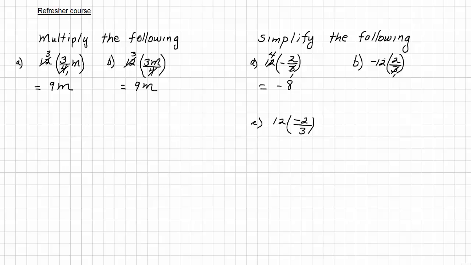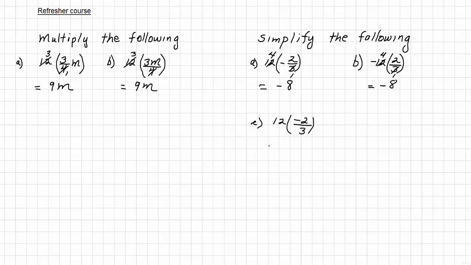In example B, you have -12 in front of the brackets times in brackets 2/3. So you divide the denominator 3 by 3, you get 1. You divide the number 12 by 3, you get 4. But don't forget the negative here. So what you end up with is -4 times 2, which again gives you -8. So 4 times -2 or -4 times 2 in both cases gives you -8.